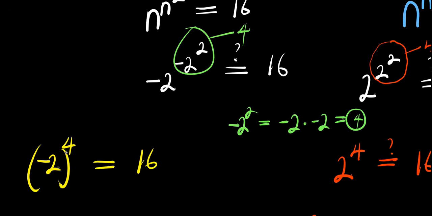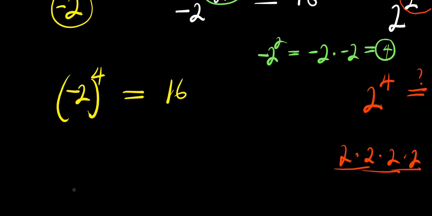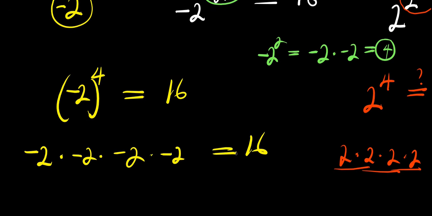If you have -2 to the power 4, what does it mean? You can put it in brackets, or you can even remove the brackets. -2 power 4 means this -2 will appear 4 times. So if you want to multiply it out, this is -2 times -2 times -2 times -2. This is 16. Negative times negative is positive, positive times negative is negative, negative times negative is positive.